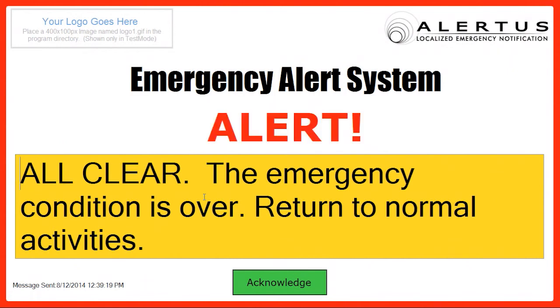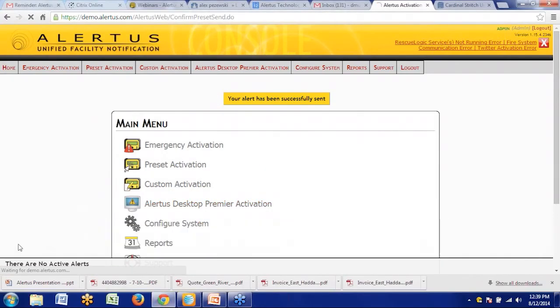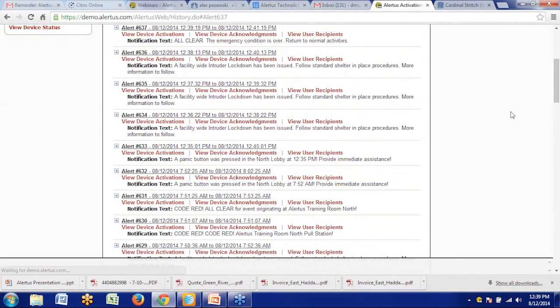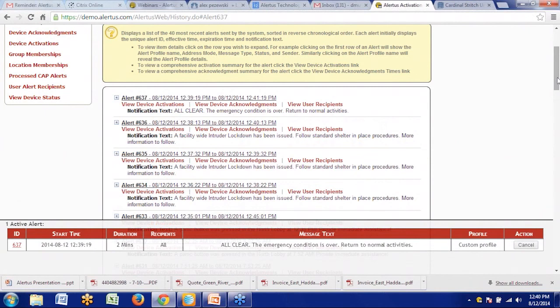And then that'll announce your all clear as well. So another thing to note: in the event of this emergency, you want to say, all right, which devices have received the message, which ones haven't, what's my series of events. We've got an audit log of every message sent, including those that are initiated from the panic buttons.